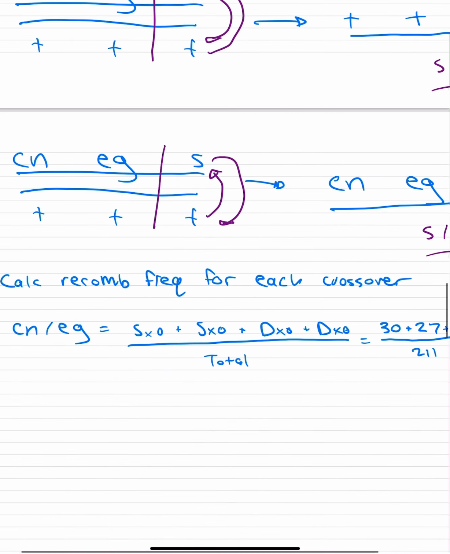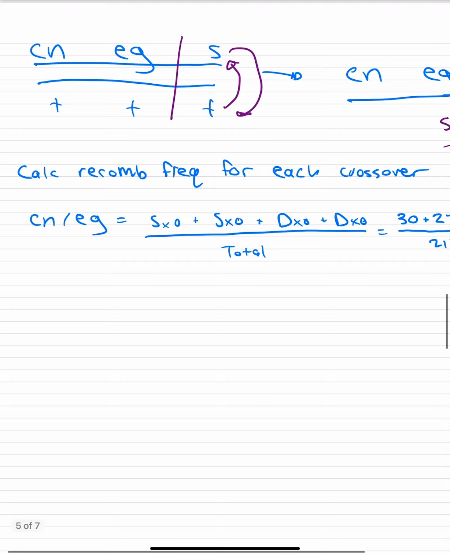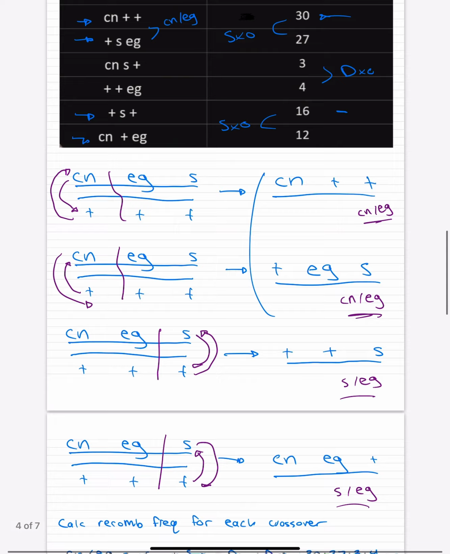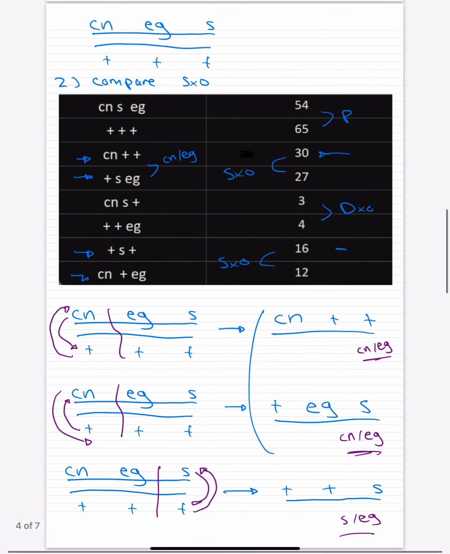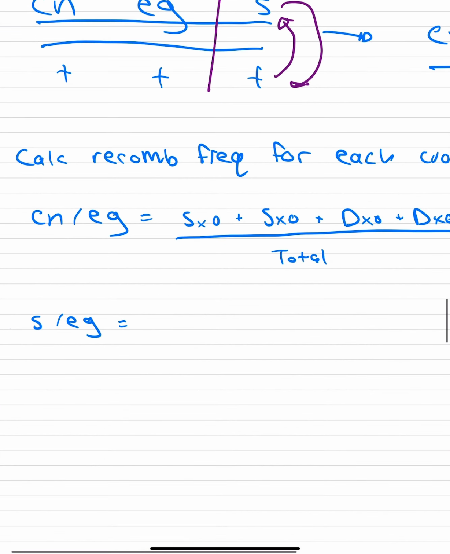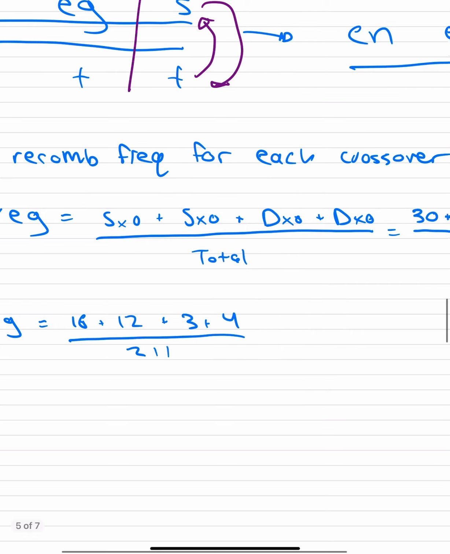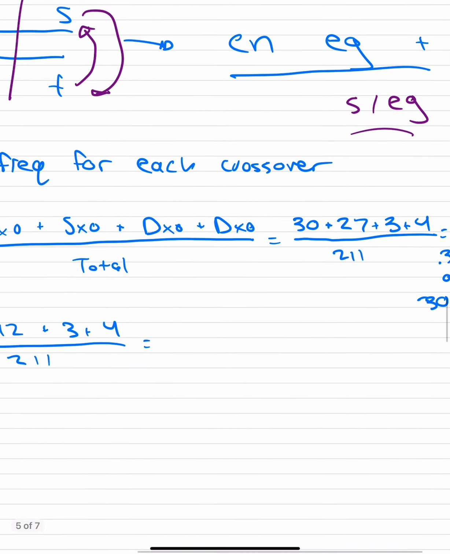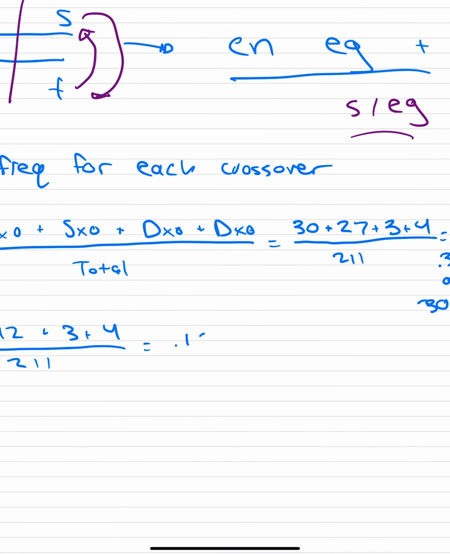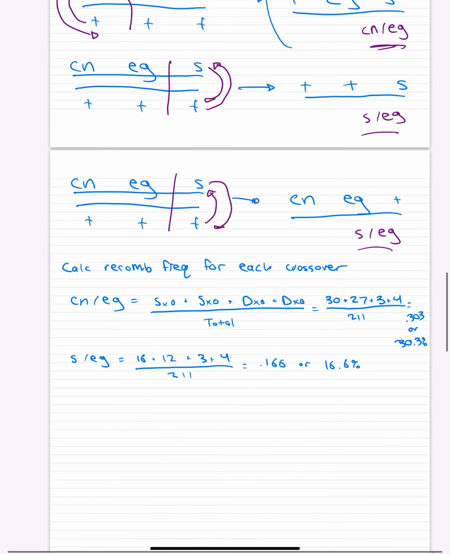Now we're going to do the same for the other crossover, S and EG. For S and EG, we had 16 and 12. So the single crossover is 16 plus the other single crossover, 12, plus the double crossovers, 3 plus 4, over 211. That gives us 0.166 or 16.6% recombination frequency. What does this mean?